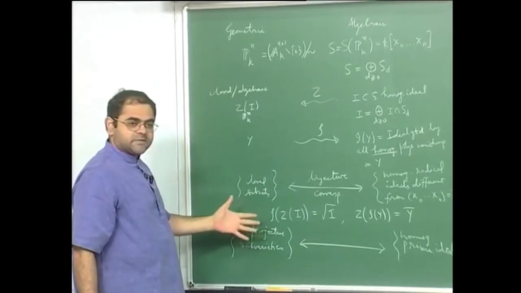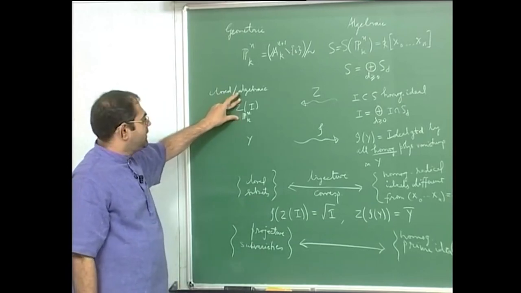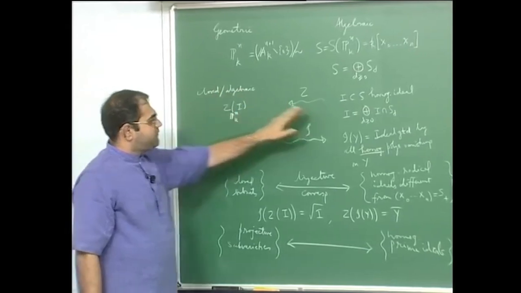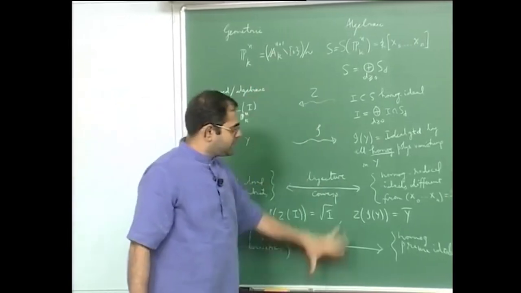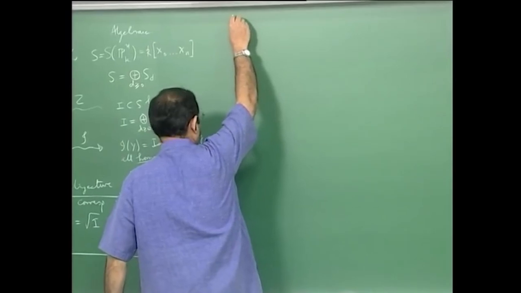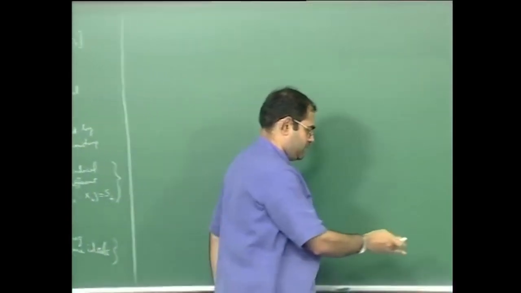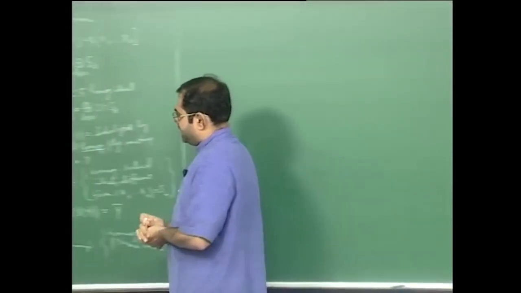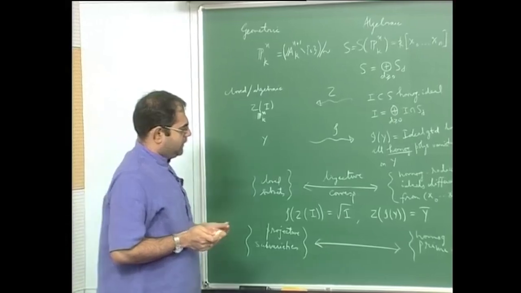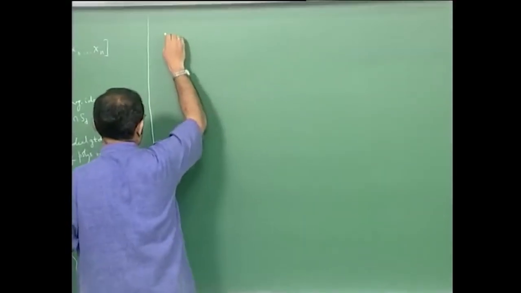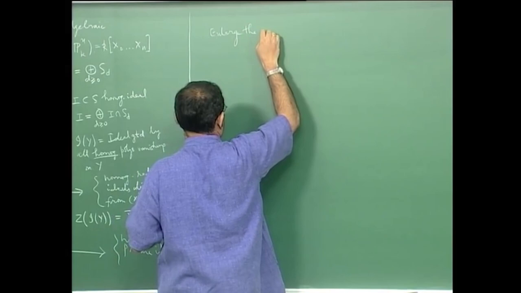So in other words, what I am saying is just like in the affine case, a closed subset here is irreducible if and only if its ideal is prime, okay. So these are all things that we have just as in the affine case. And now what we do is we enlarge the notion of variety.